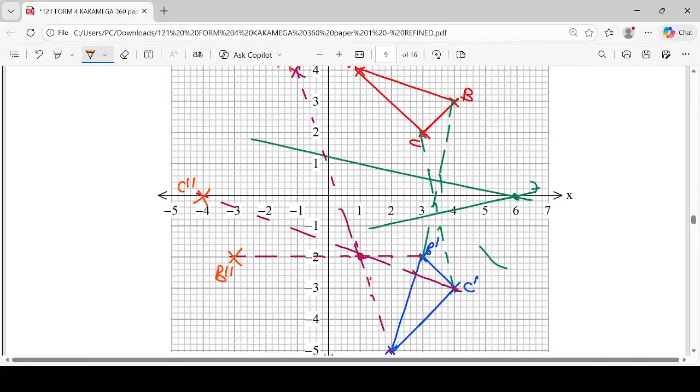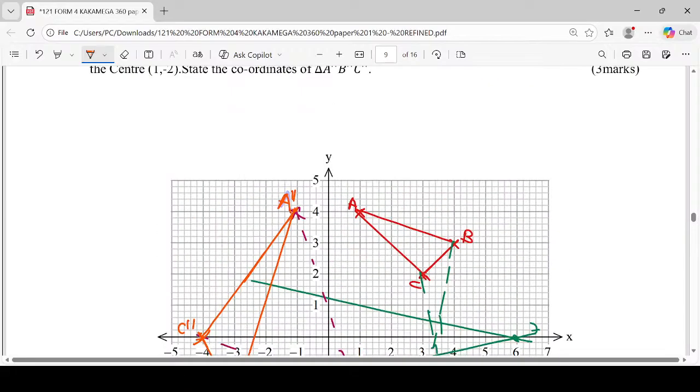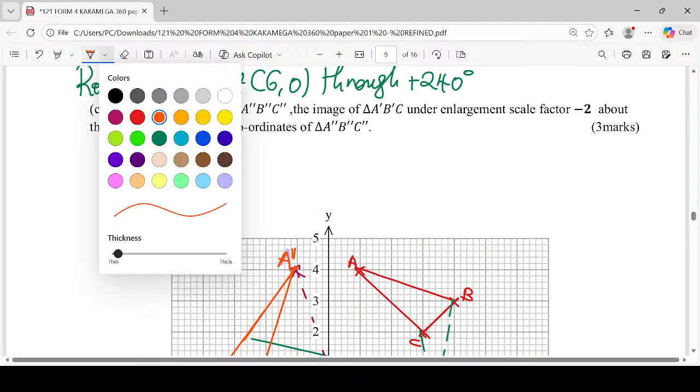So let's join B double prime to C double prime to A double prime. We are doing the joining that way. We've done the drawing. Then they are saying state the coordinates of A double prime, B double prime, C double prime.